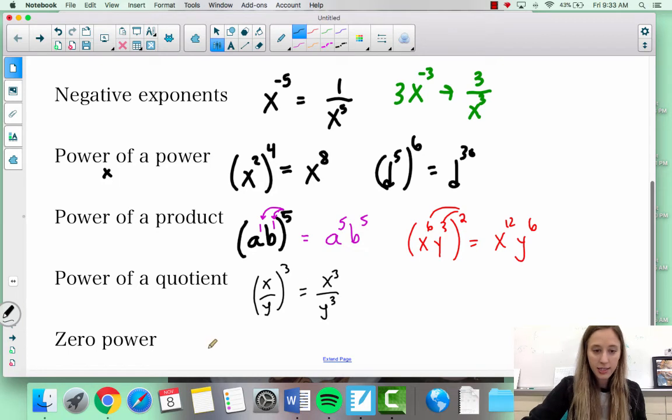Okay. And lastly, the 0 power just says x to the 0 power will always be equal to 1. So anytime the exponent is 0, your answer is always 1. So that should be really quick. 8 to the 0 automatically equals 1.